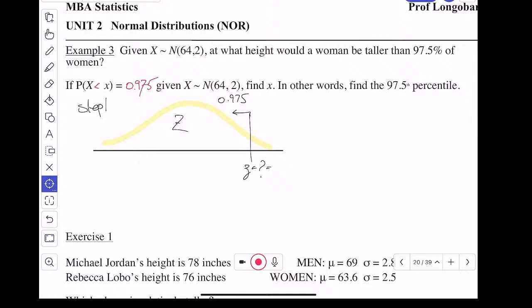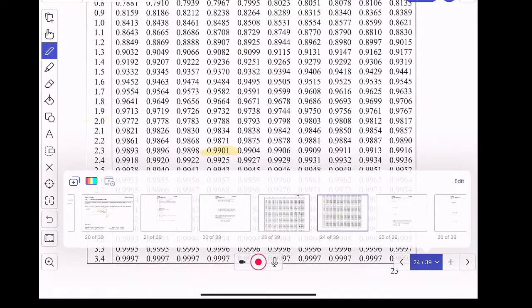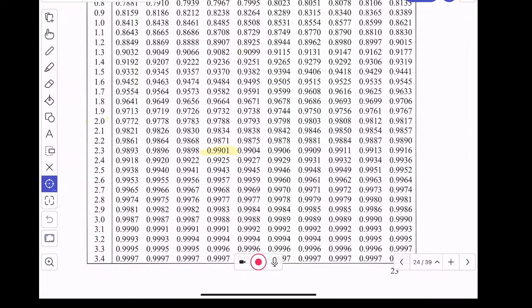So she's taller than 97.5% of people, so she's tall. She's up here and everyone else is down here. So then you look that number up inside the table in the backward problems, right? We look inside and out. So I look for .975. And the closest we have, this is perfect, .975, is 1.96.